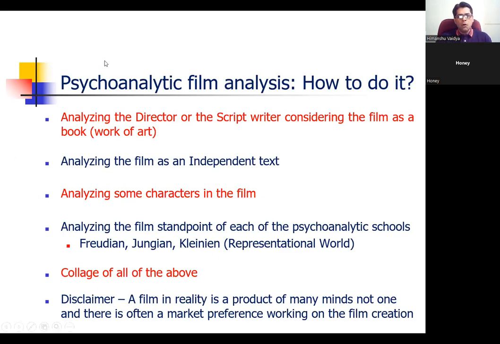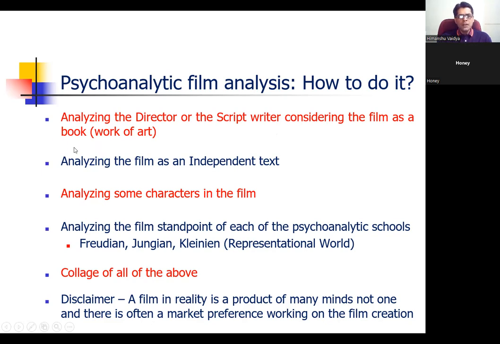How do you do it? If you want to do psychoanalytic film analysis, how do you do it? There are various ways. One, you can take up the film and from there try to analyze the director, the writer, or the script writer of the film. Just as you can take up a book and after reading the book start psychoanalyzing the author. You can take up a painting and start psychoanalyzing the painter. You can take up a poem and start psychoanalyzing the poet. Similarly, you can take up a film and start psychoanalyzing the director or the script writer, where you consider the film almost as though it was a book or any work of art. This is one way to do psychoanalytic film analysis.